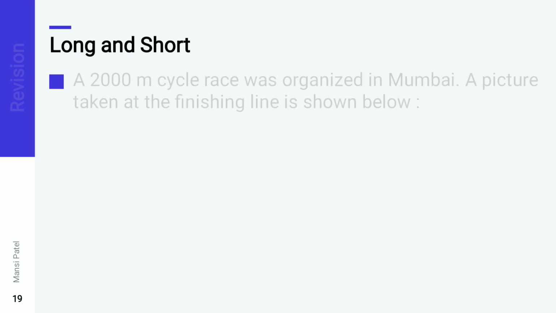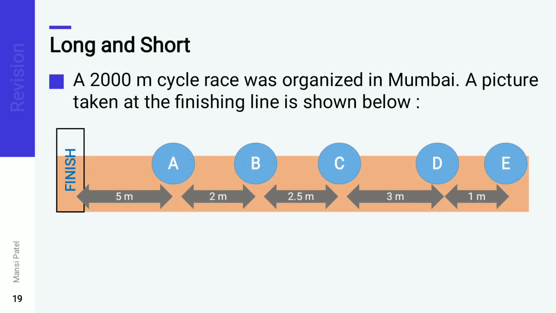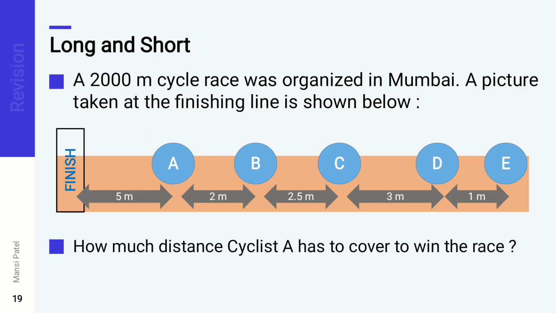See another one. A 200-meter cycle race was organized in Mumbai. A picture is taken at the finishing line, shown below. Here you can see the finish line is given, then some players are given by letters and the distance between them is given. Your first question is, how much distance does cyclist A have to cover to win the race?